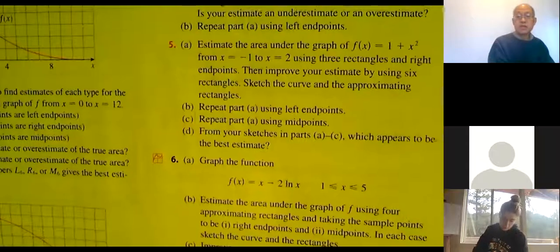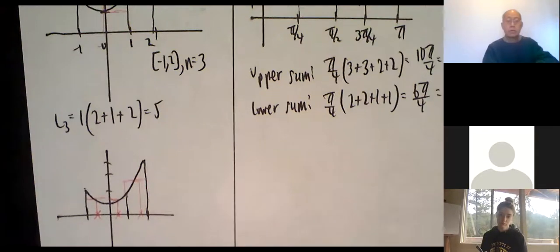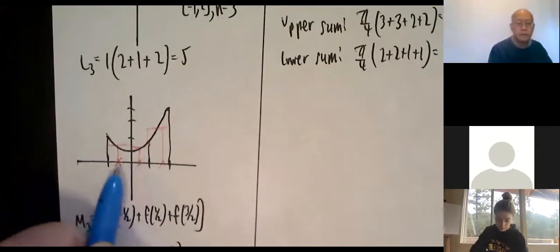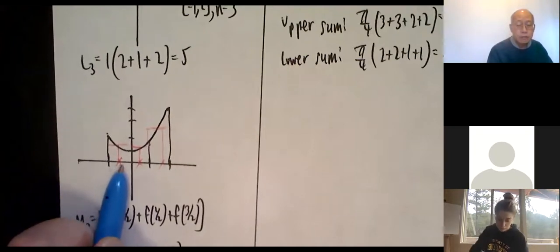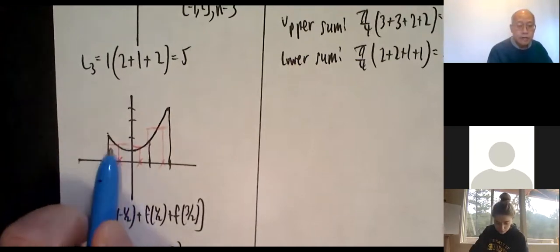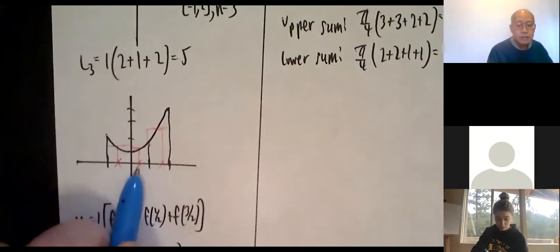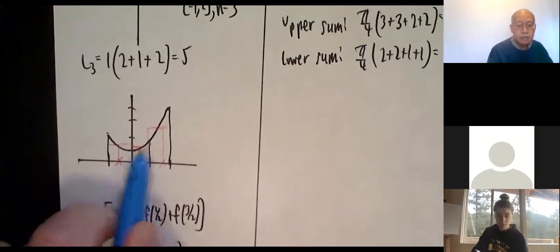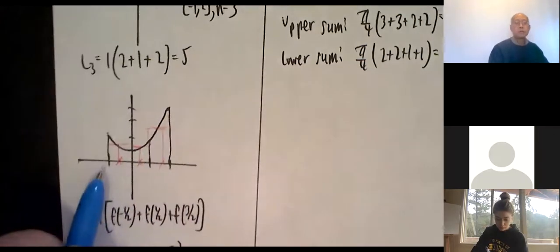And then they wanted to use the midpoints. So question 5C, do the midpoints. Here are the midpoints. So halfway, straight up, draw a rectangle. Now that rectangle looks pretty good, right? Because I lost that piece there, but I gained that. Likewise here, you're losing something, you're gaining something. Losing something, gaining something. Okay.